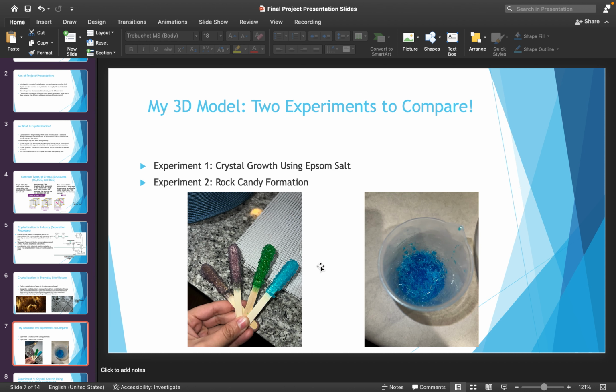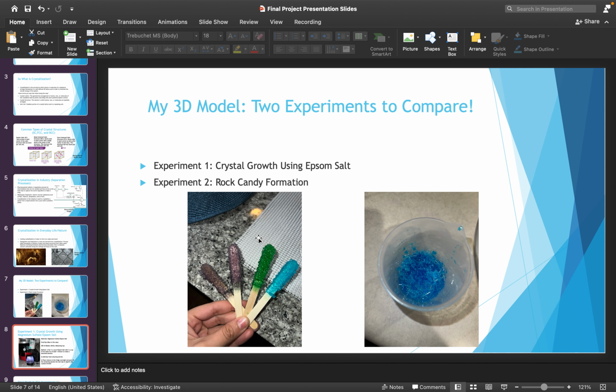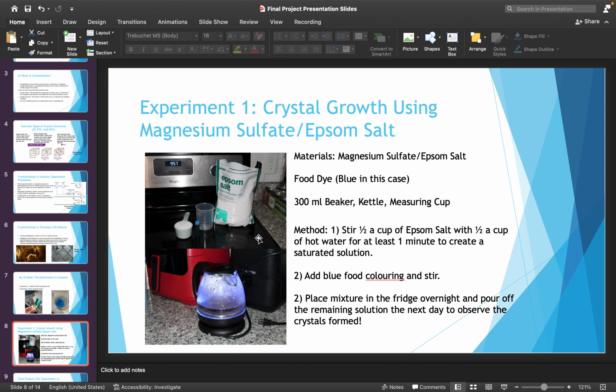Alright, so now I'll be discussing my 3D model. My first model is crystal growth using Epsom salt, which you see in this container on the right, and then I did rock candy formation, which took a couple of days to do. For the first experiment, it was a very easy experiment. You just use magnesium sulfate, which is commonly known over the counter as Epsom salt, food dye if you want to, just to better visualize the crystals that are formed, a 300 milliliter beaker, kettle, and measuring cup.